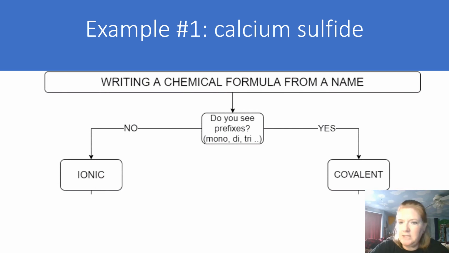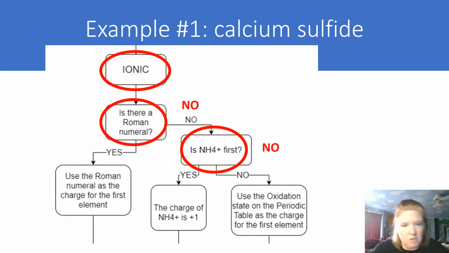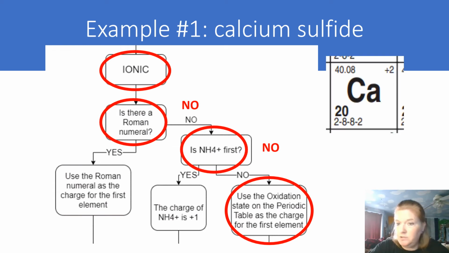All right, so calcium sulfide. Do we see prefixes? No, so it's ionic. Now we go, is there a Roman numeral? No, there wasn't a Roman numeral. Is NH4 first? Do I see ammonium? No. So I use the oxidation state on the periodic table as the charge for the first element. So right there, it's going to be Ca2 plus. And this is typically how we write it, with the 2, then the positive.